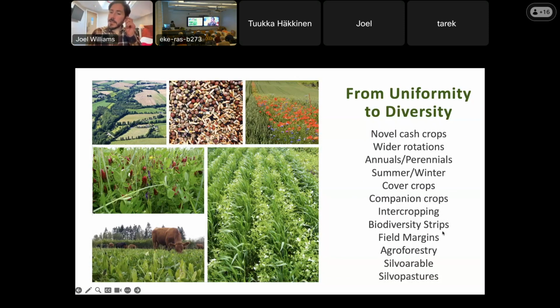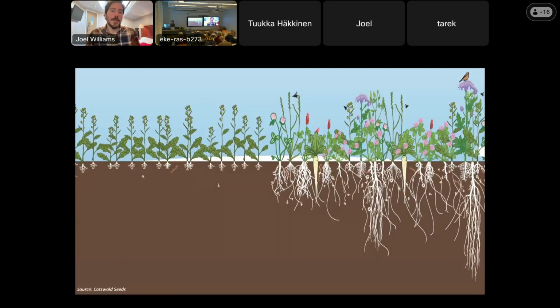But there are other ways, in terms of thinking about non-productive areas: biodiversity strips and field margins, some of this kind of ecological infrastructure, as you can see here. And also even within the cropping phase, within the productive phase, can we use novel cash crops, wider rotations, a mixture of annuals, perennials, summer and winter type plants, or some of the cover crops and companions like we talked about, which can then be cover crops for the winter, intercropping, that type of thing.